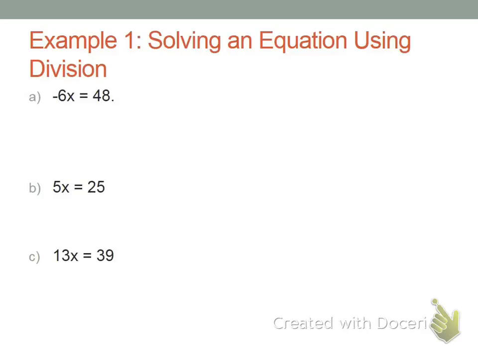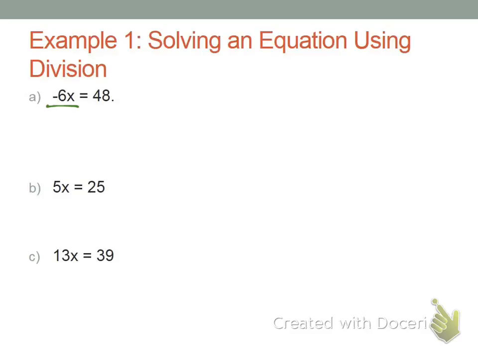So I learned yesterday that in order to get the variable by itself on one side of the equation, I have to do the inverse operation, or do the opposite. So the opposite of multiplication is division. So I divide by my coefficient. That's a fancy word for the number that's attached to the variable.